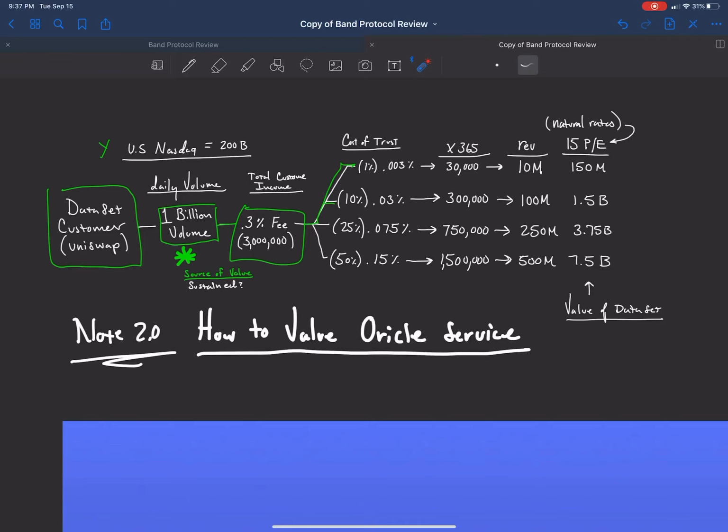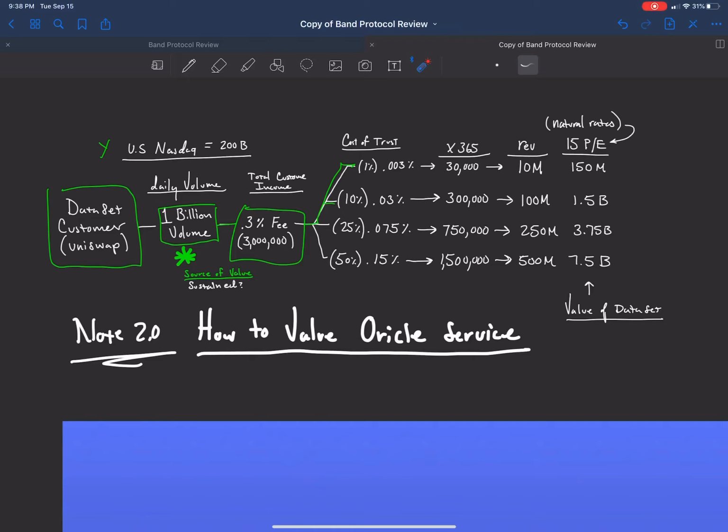So we have this. Obviously it doesn't capture 50% of the fees. Now this is the best case scenario for oracles. They're not charging that much, but if it was charging 10% from Uniswap, and if Uniswap was sustaining that $1 billion a day with that 3% fee, and 10% of Uniswap's income went to the oracle provider, then it would be getting a $1.5 billion market cap for that data pool.